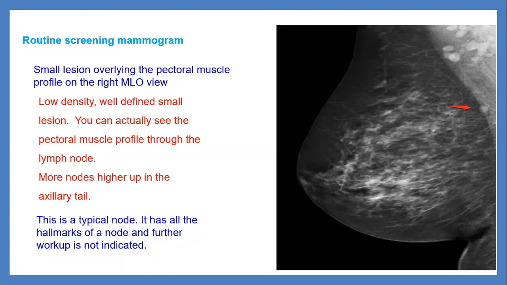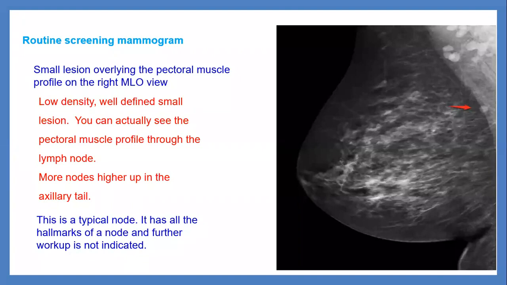More nodes higher in the axilla. This is a typical node. It has all the hallmarks of a node, and further workup is not indicated. This is an intramammary lymph node, okay? Yes, by all means of criteria.